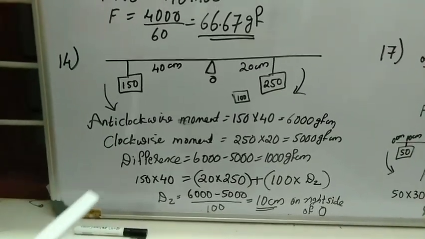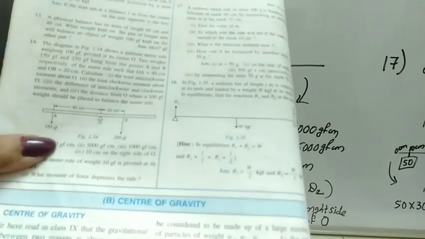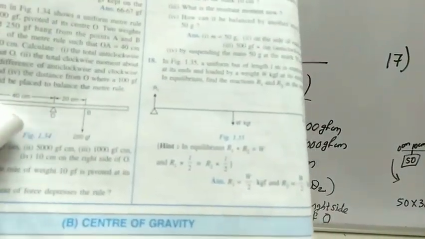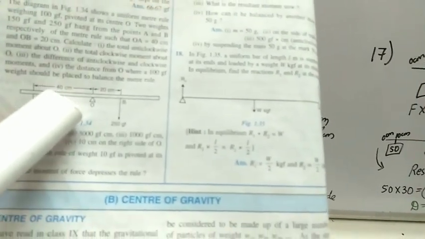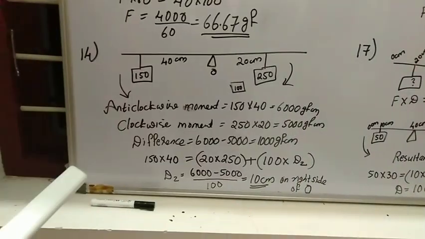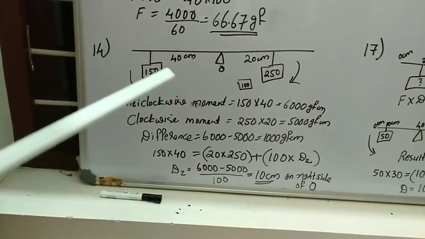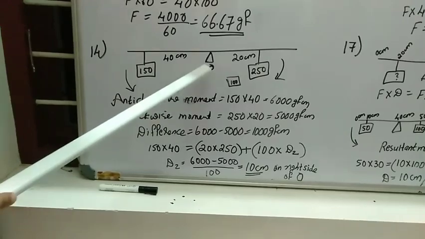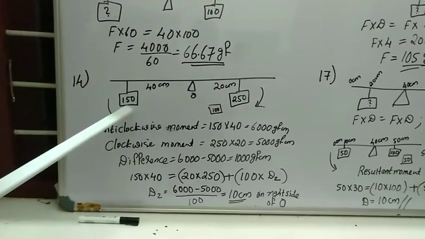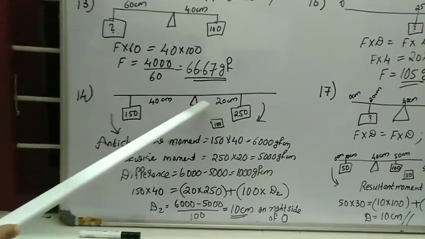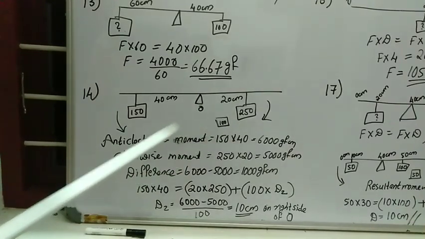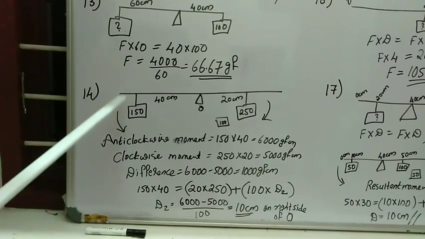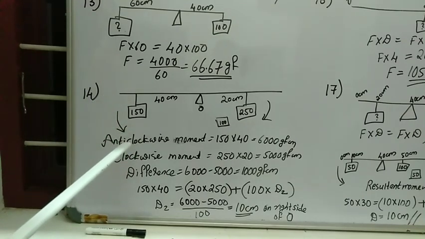Here question number 14. The diagram is clearly given in the textbook. This is the diagram. The midpoint is given. The length of one arm is given, 40. Another is 20. So here the question is, calculate the total anti-clockwise moment. Pivotal point is here, 40 centimeter, mass 150. At a distance 20 centimeter, 250. So we have to calculate anti-clockwise moment. So this side will produce anti-clockwise.